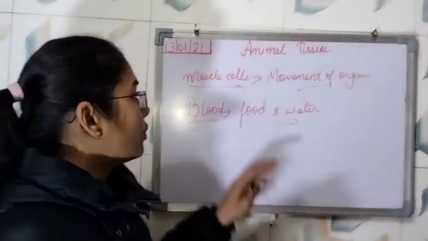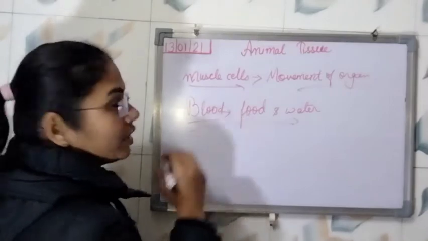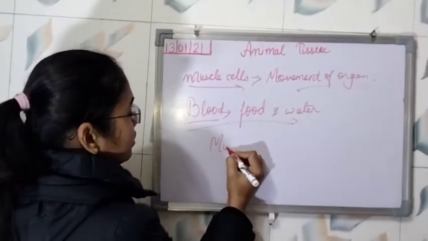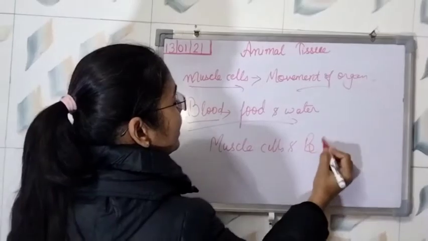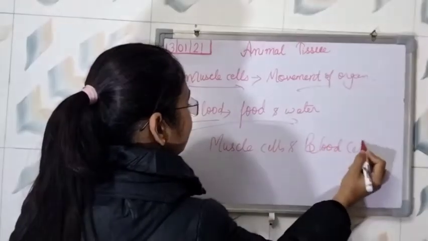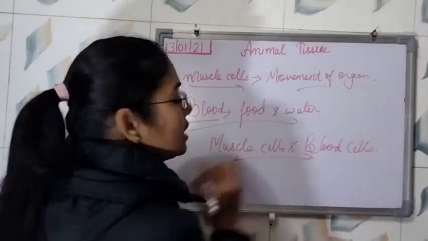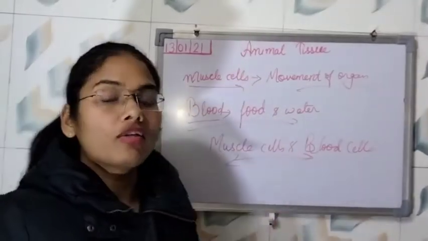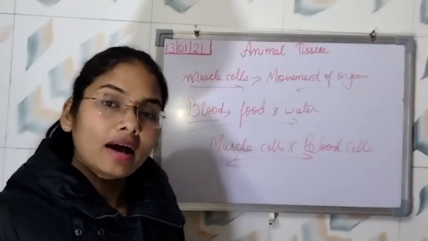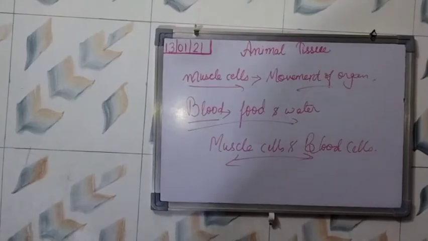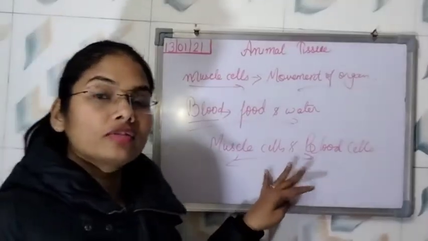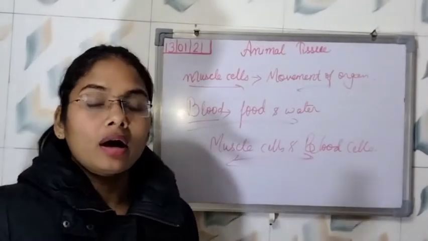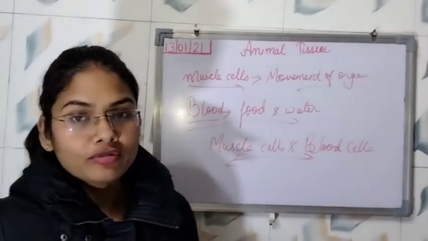So we have two types of tissues: one is muscle and the other is blood. These are two examples of tissue that are present in our body, right students? Also, on the basis of their function, our body has different types of tissues.